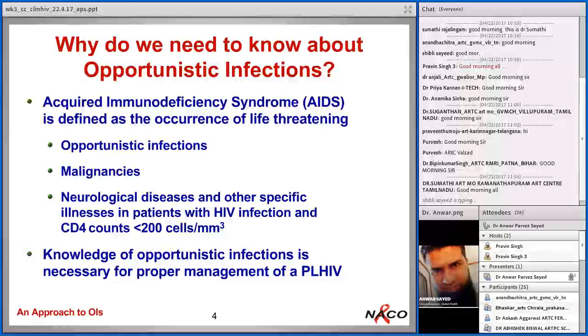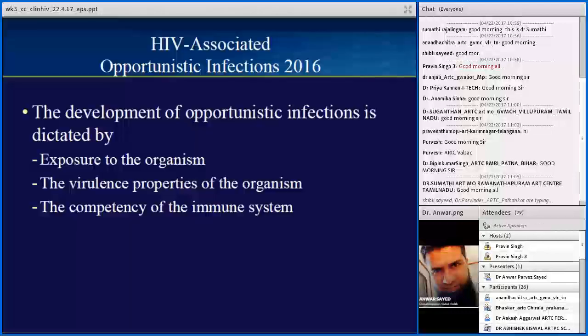Why should we know about it? Because unless we know about it, we cannot treat it, and proper management of PLHIV will not be done. So diagnosis is the first step. Then we treat the opportunistic infection, and then we start with the other management of the PLHIV.